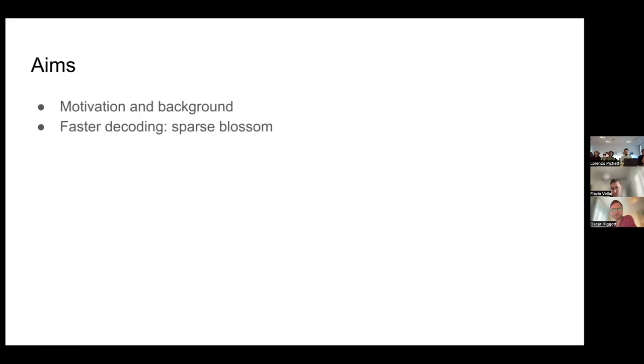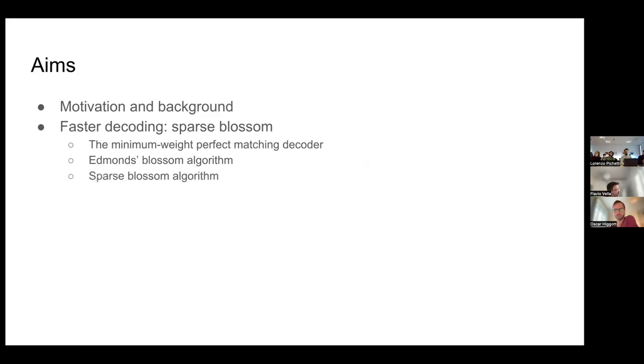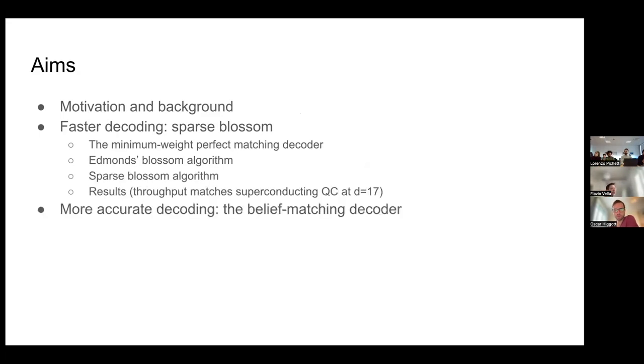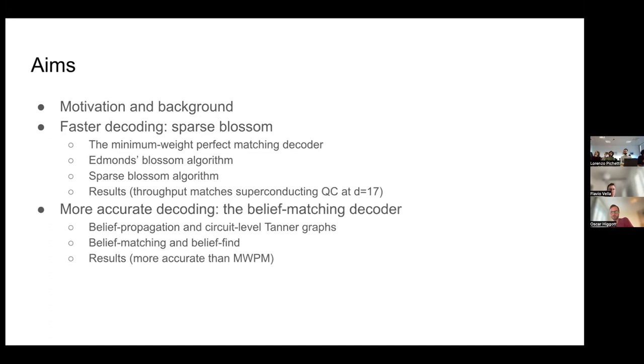I'll start with some motivation and background about quantum error correction, decoders and surface codes. Then I'll talk about Sparse Blossom, the faster decoding. I'll give an overview of the minimum weight perfect matching decoder, Edmonds' blossom algorithm, our Sparse Blossom algorithm, and then our results. And then I'll talk about more accurate decoding. This is the belief matching decoder. I'll give some background on belief propagation and circuit-level Tanner graphs, define our decoders and then give the results, which show that it's more accurate than matching. And I'll conclude.